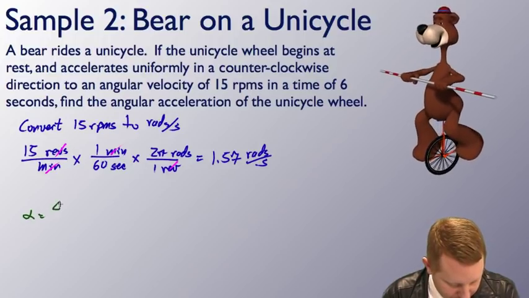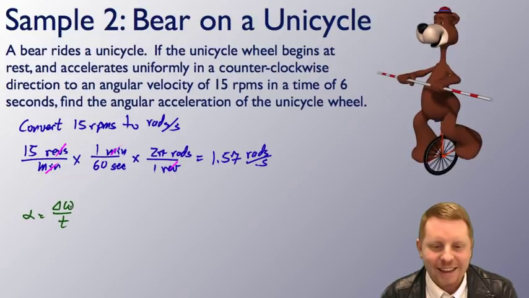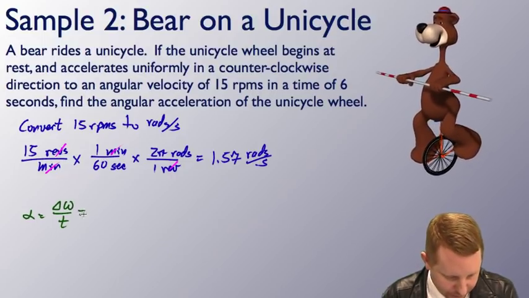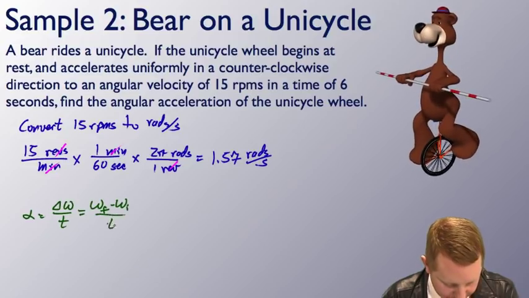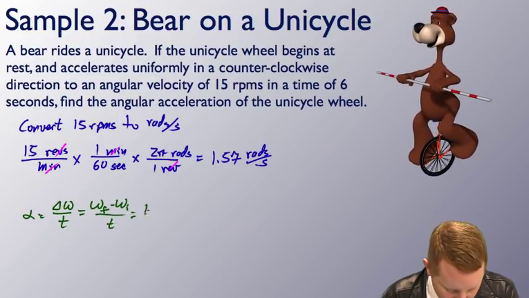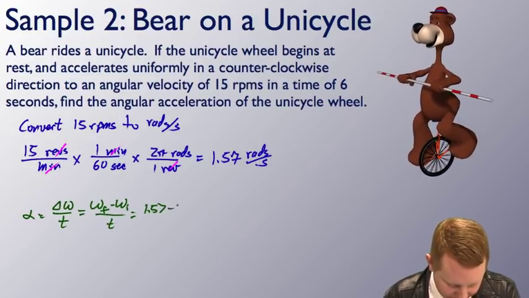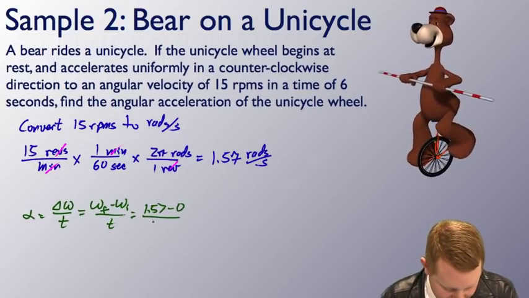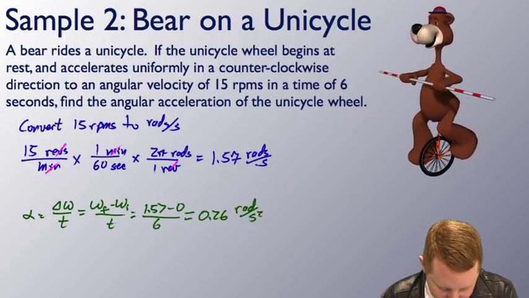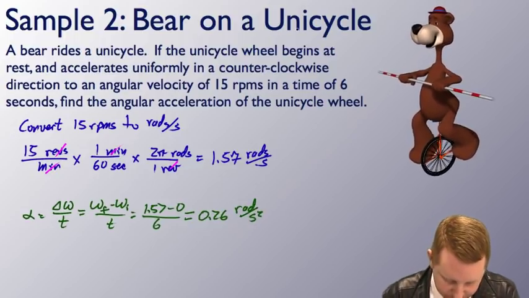All right, now to find the angular acceleration of the unicycle wheel. Alpha equals delta omega over t, change in angular velocity divided by time, which is going to be the final value minus the initial value divided by our time interval, or 1.57 radians per second minus 0 since it starts at rest. And our time interval here was 6 seconds, so that's going to be about 0.26 radians per second squared.